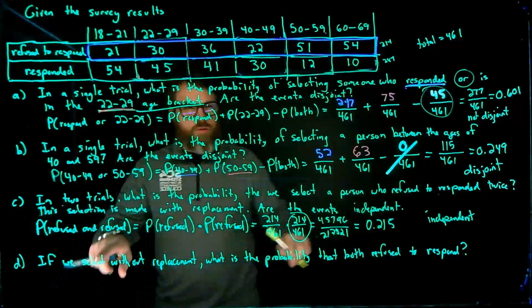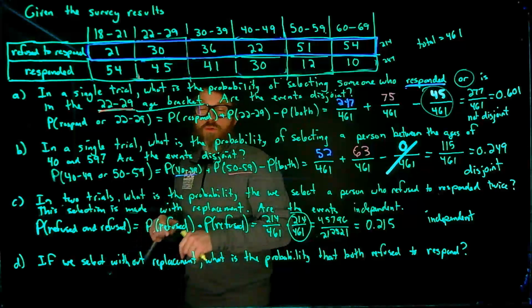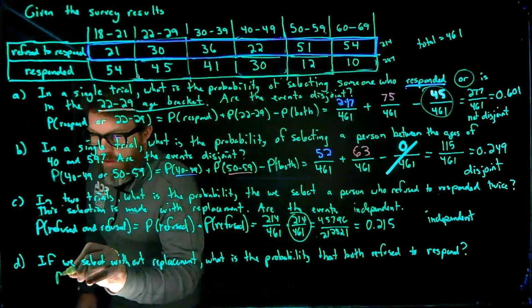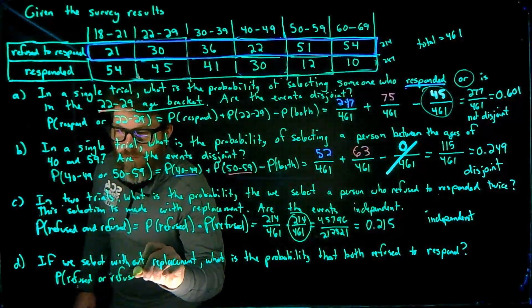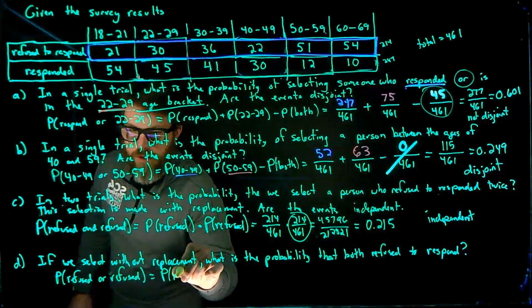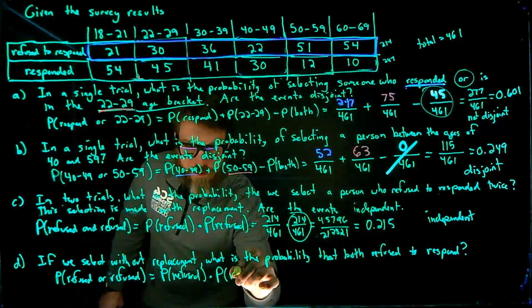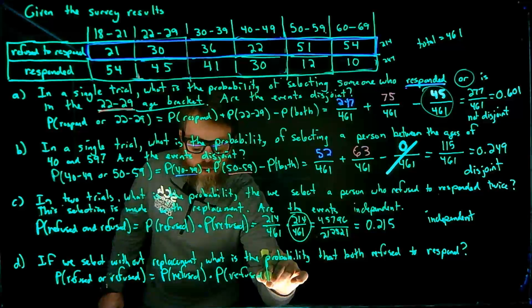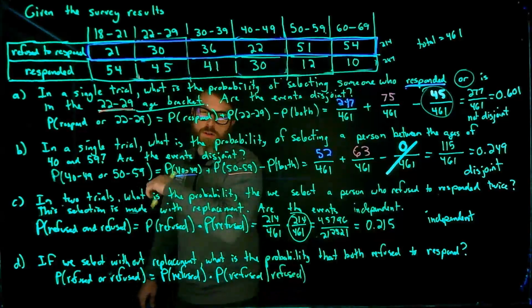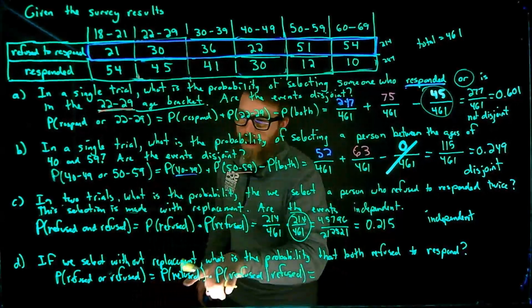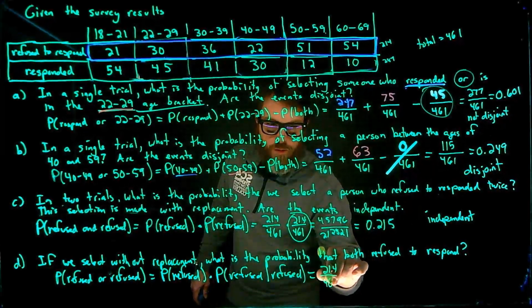Now the last question is really asking the exact same thing, but instead of selecting with replacement, we're going to select without replacement. So very similar question. What is the probability of refused and refused? Well, this is going to be the probability of refused multiplied by the probability of refused after I remove one of those refused people. Because I'm selecting without replacement, I'm going to get rid of one of those particular people. So the very first probability, this probability of refused, is down here. This is 214 all over 461.